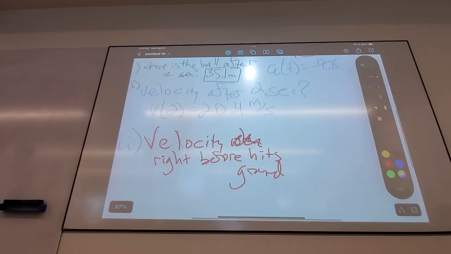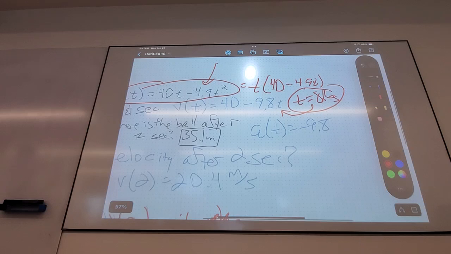The question was, what's the velocity? Now I know when it's almost going to hit the ground, I can just throw that in. I love that you guys were worried about limits. I don't need a limit. Right at 8.16 seconds, it hits the ground. So if I just plug that in, it'll tell me what the velocity is.